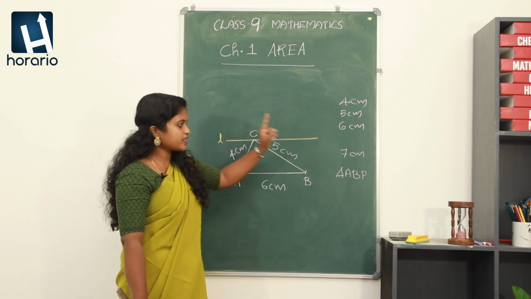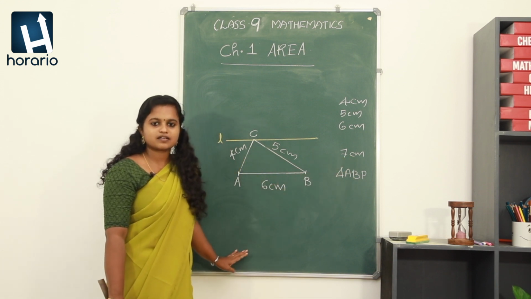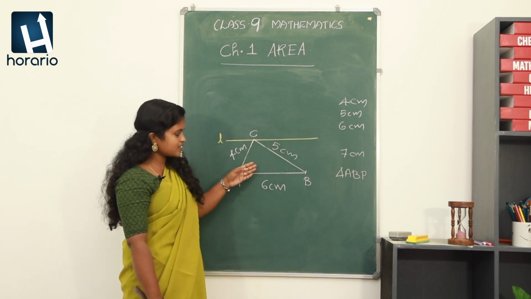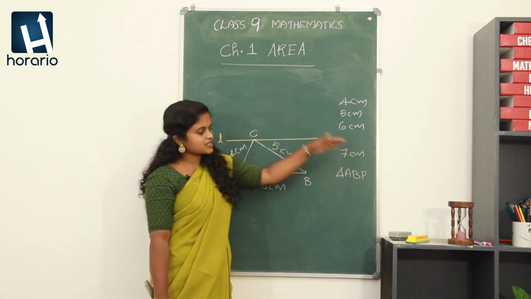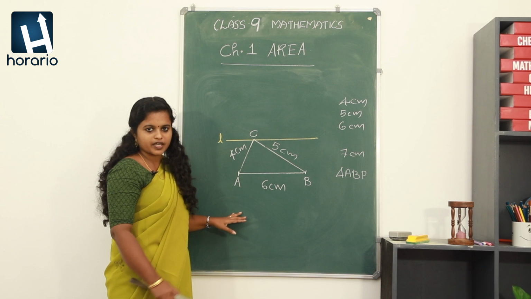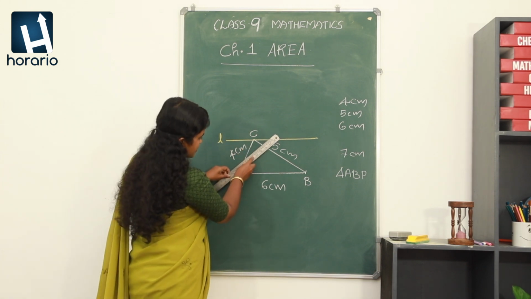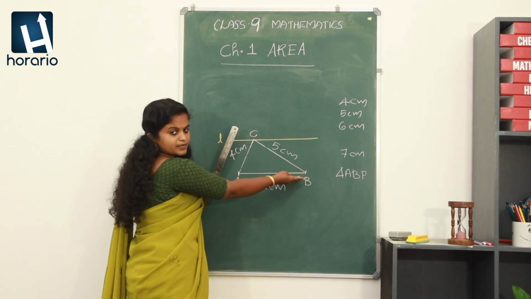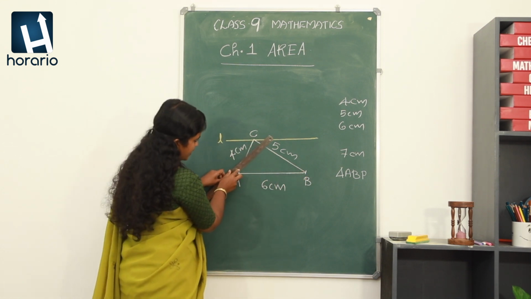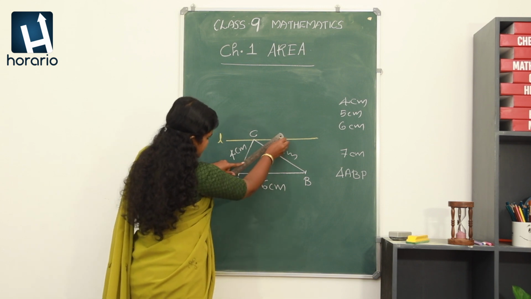Now one more thing is, it is mentioned that one of the sides should be 7 centimeter. Now the task is very easy. We just need to construct a side of 7 centimeter within these two lines. So I am going to draw that also. I am going to measure 7 centimeter from this vertex A. If you want, you can take it from B also. I am choosing A.